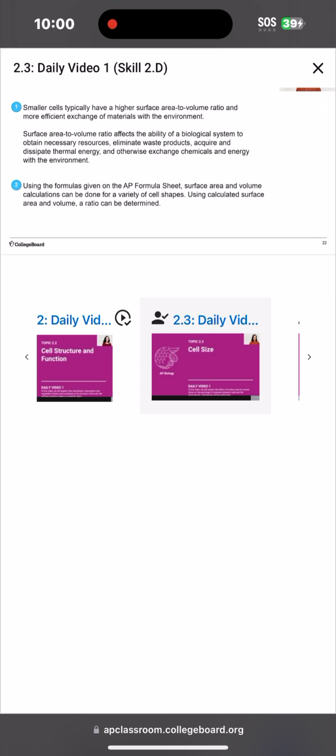Some key takeaways from this lesson are smaller cells typically have a higher surface area to volume ratio and are more efficient at exchanging materials with the environment. The surface area to volume ratio can affect the ability of a cell or organism to obtain necessary nutrients, eliminate waste, and acquire and dissipate thermal energy. We also practiced using formulas that can be found on the AP formula sheet for surface area and volume of a cube. And then we used that calculated surface area and volume to determine the ratio.